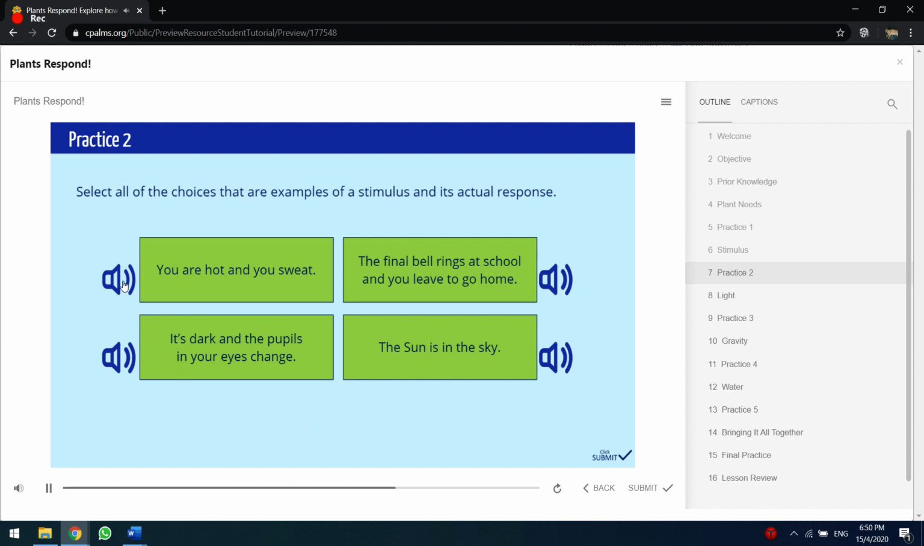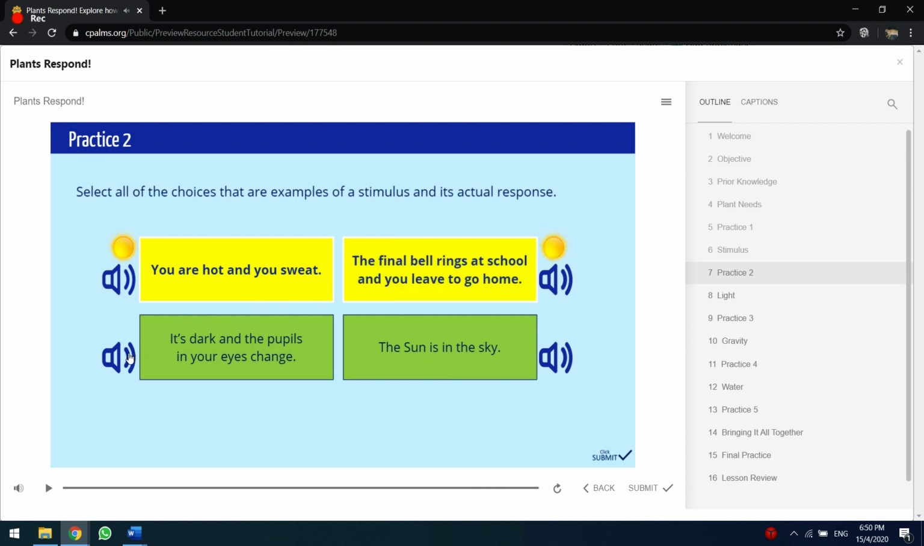You are hot and you sweat. The final bell rings at school and you leave to go home. It's dark and the pupils in your eyes change.